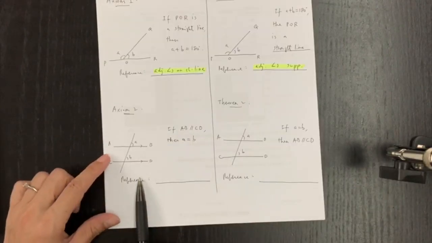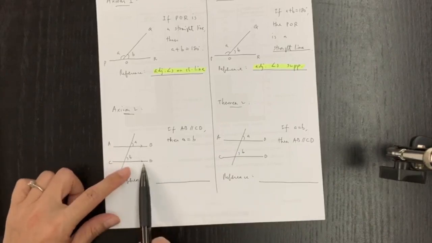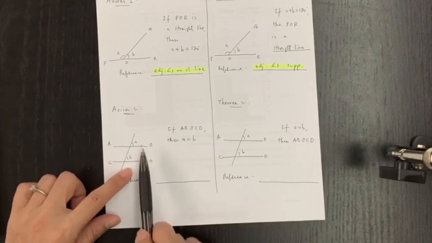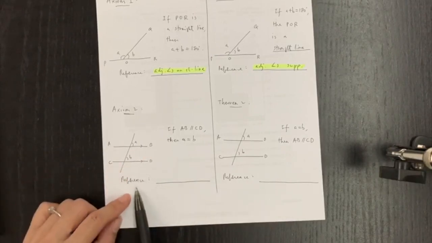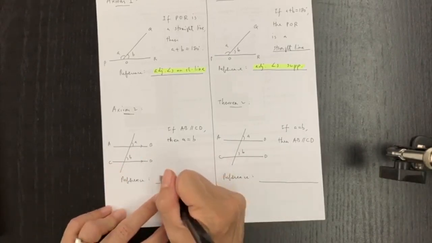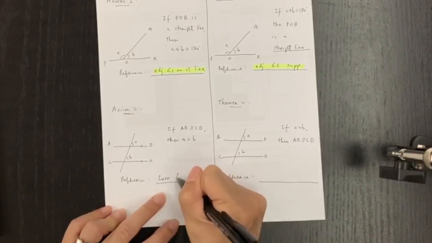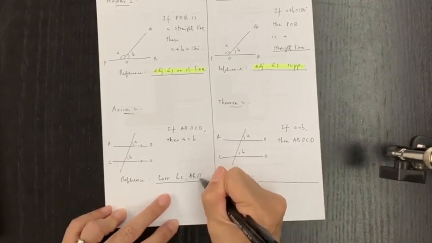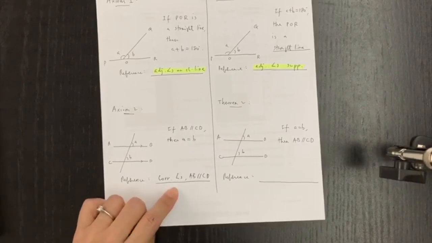Okay, so next, we are given AB and CD, and they are parallel. If these two lines are parallel, that means we all agree that angle A and angle B must be the same. So what is the reference to this? This is corresponding angles, CORR dots, because AB is parallel to CD. Alright, so this is what we have before.